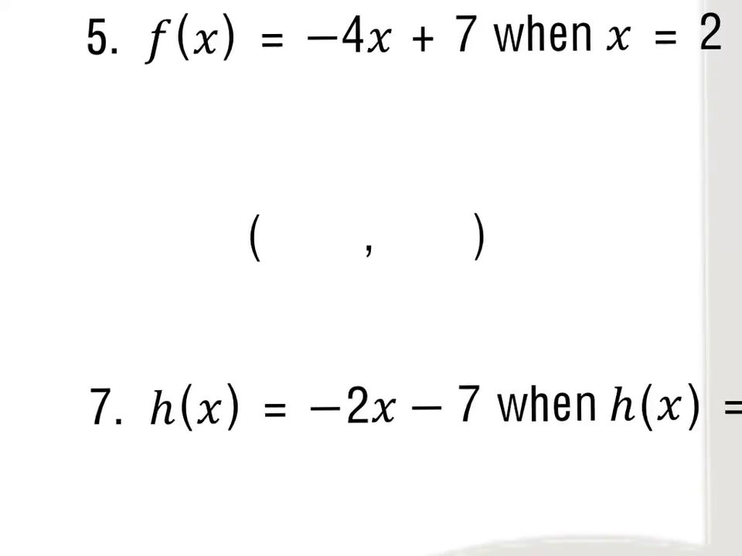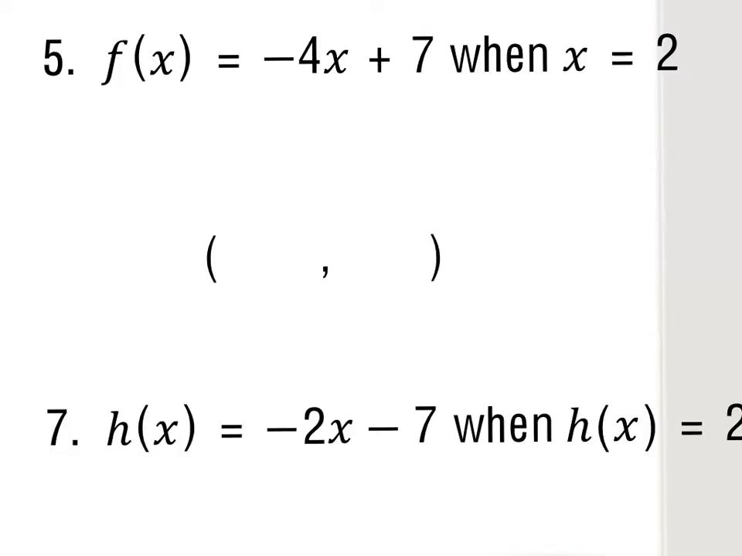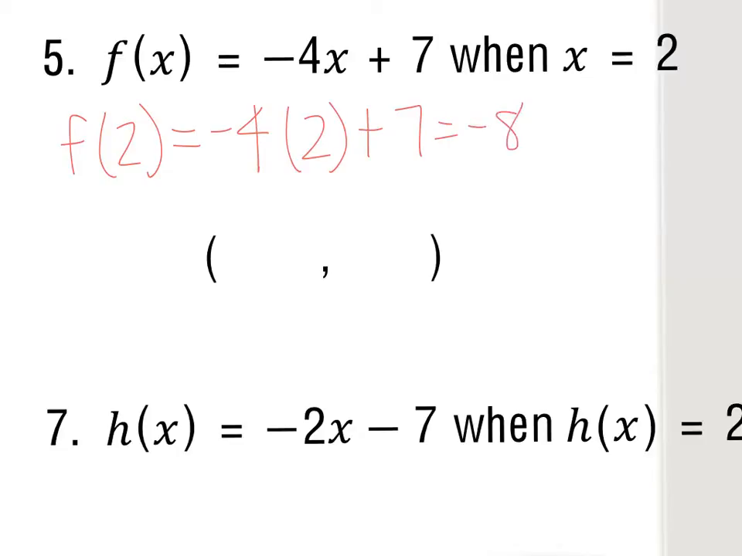If we look at number 5, it says f of x equals negative 4x plus 7 when x equals 2. This time they were really nice and just said x equals 2. So we're going to rewrite this as f of 2 equals negative 4 times 2 plus 7. Negative 4 times 2 is negative 8, and negative 8 plus 7 is negative 1. So that tells us two things: our x value is 2, and our y value is negative 1.